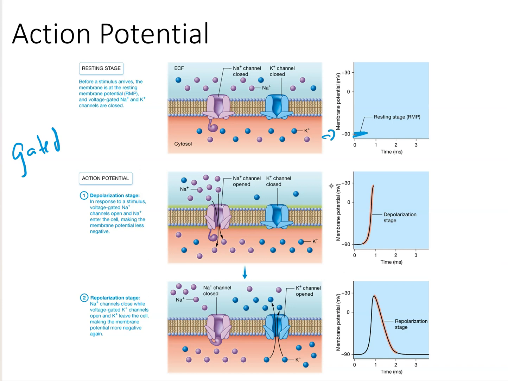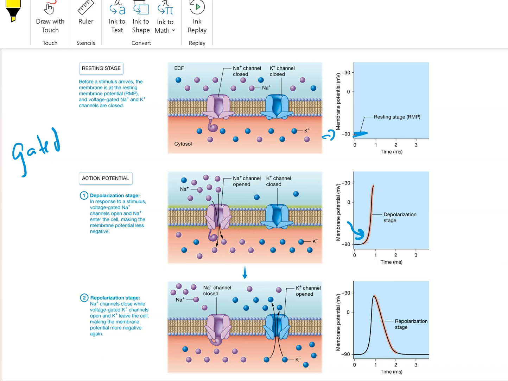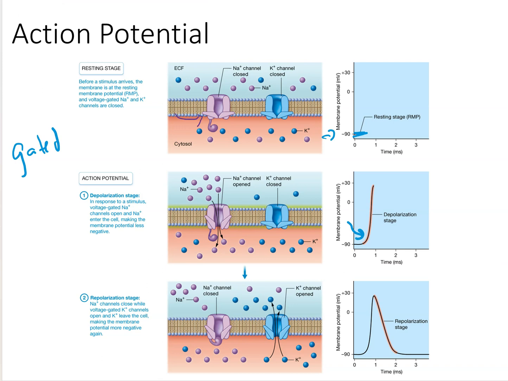Something happens. So you have a stimulus, and we usually call this a threshold stimulus. And when you get a threshold stimulus, what that's going to do is it's going to open up the sodium gated channels. So in this picture, see the little sodium gated channel? It's closed. Nothing's getting through. But when there's a stimulus, it opens up that gated channel, and now sodium follows its concentration gradient. It comes rushing inside that cell.